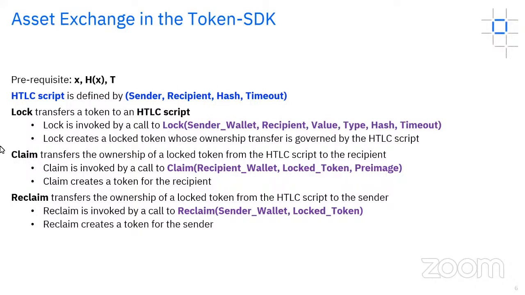So here what we have, the reclaim, as I said, corresponds to what we could think of as the unhappy path, in the sense that Bob doesn't claim the token and doesn't reveal the preimage, then Alice just goes and reclaims her token. And the reclaim API is again very simple. We just have the sender wallet and the locked token. So basically we identify the token that needs to be reclaimed. And this reclaim would create a token whose owner now is the sender, which would correspond, for example, to Alice. And this reclaim transaction, which is again just a transfer transaction, would be signed by the sender.